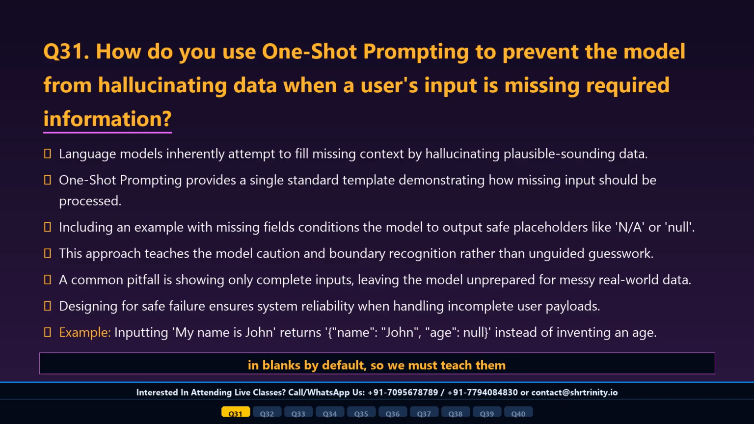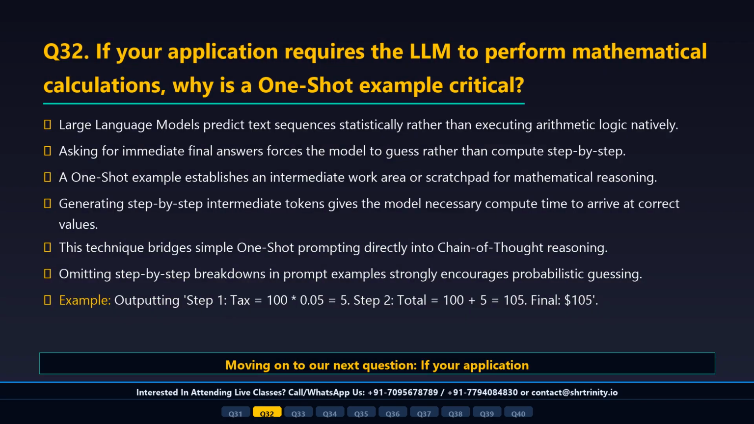Now, look at our real-time example. The input provided is simply, "My name is John." Notice that age is completely absent. Instead of letting the model guess age, 30, our example explicitly outputs a JSON object with name set to John and age set to null. When the LLM sees this standard during inference, it copies the exact logic: recognize missing data, apply the designated fallback value, and move on safely without hallucinating. Moving on to our next question.